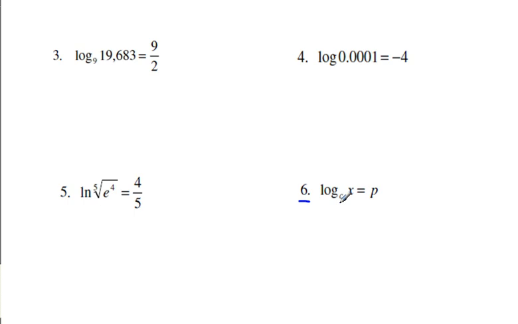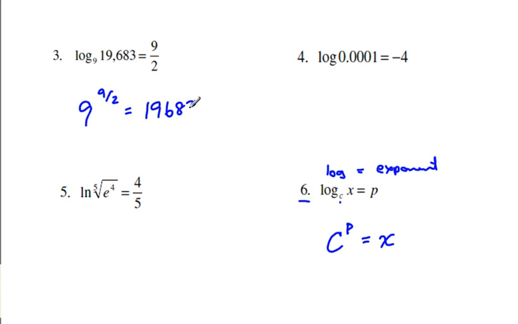Remember, the base of the logarithm is also the base of the exponent. Our logarithm equals the exponent, so whatever is on the other side of the logarithm is our exponent. So c to the p equals x. We're going to follow that pattern for all of these. So in number 3, our base is 9, our exponent is 9 halves, and that equals 19,683.